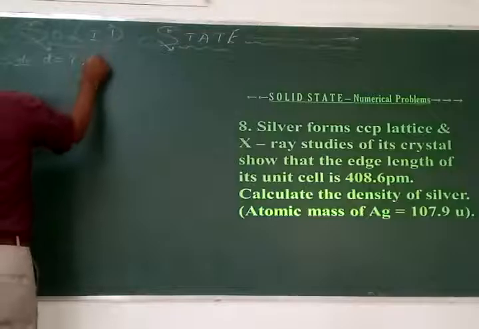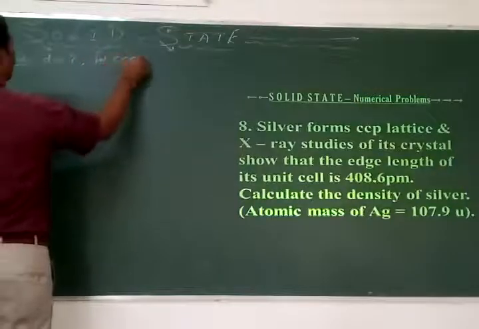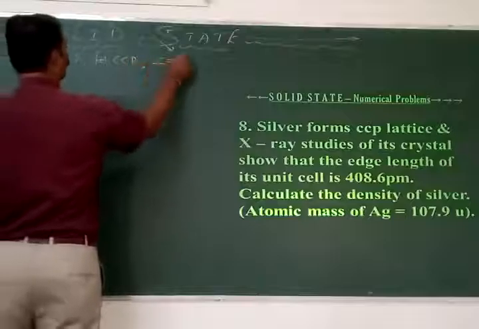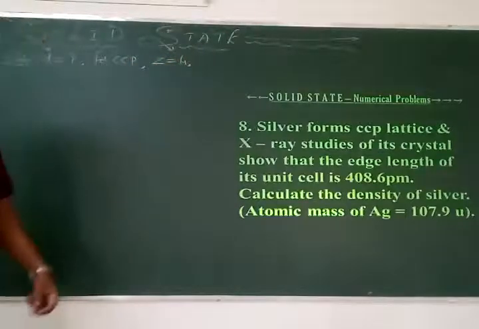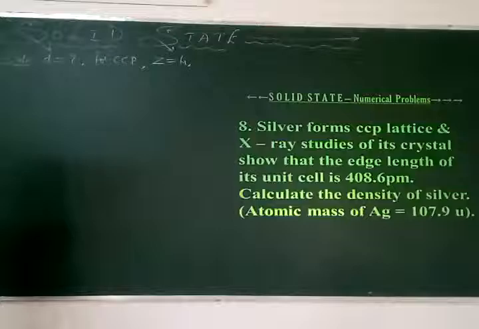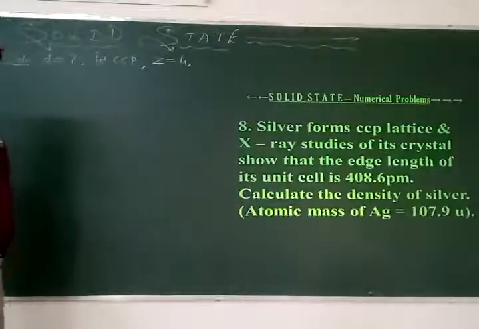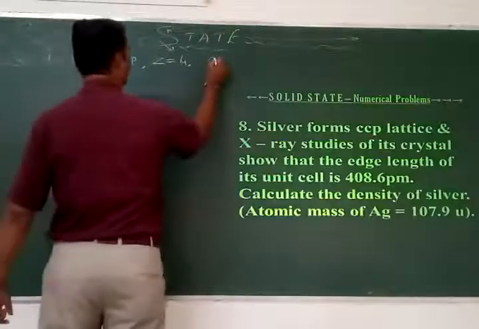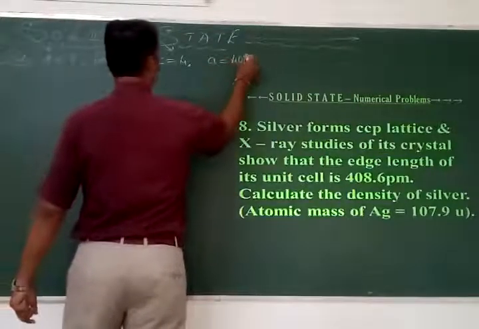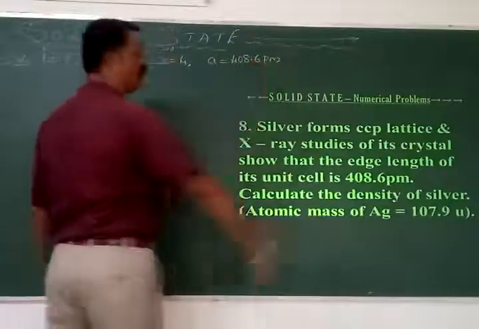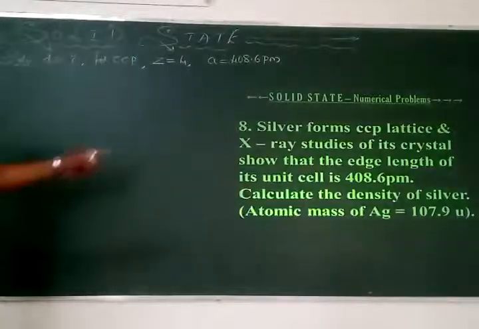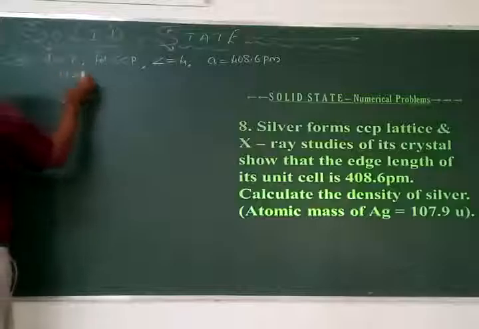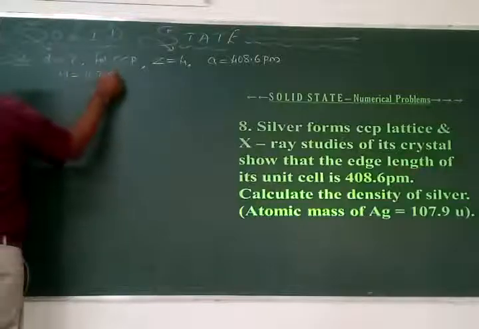As it is a CCP, for CCP, HCP or FCC, all are the same. Here the value of Z is equal to 4. The edge length is 408.6 picometer. Edge length symbol is what? a is equal to 408.6 picometer. Calculate the density, and the molar mass is given as how much? 107.9 in terms of u.